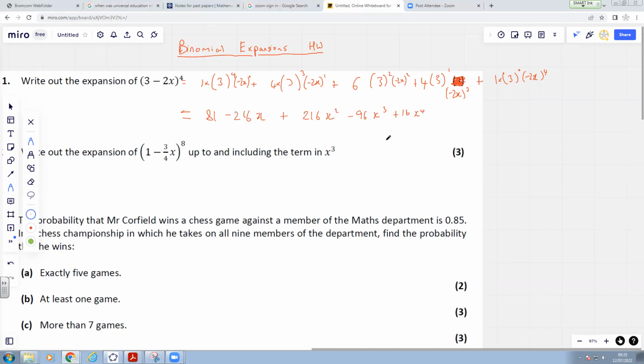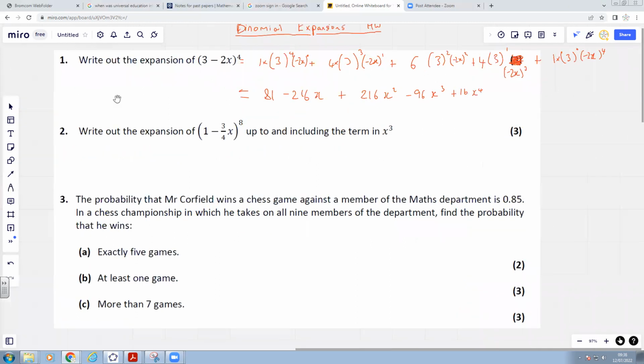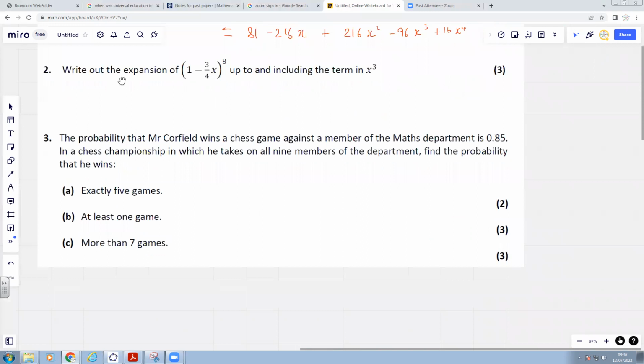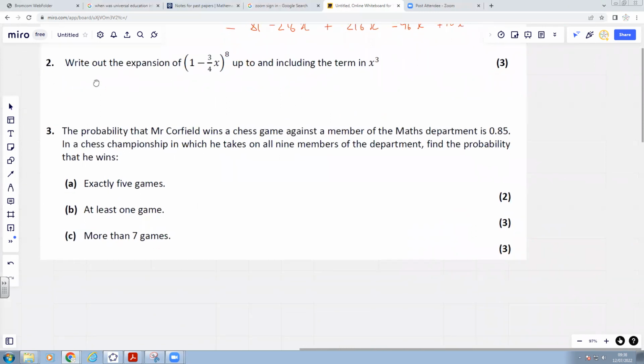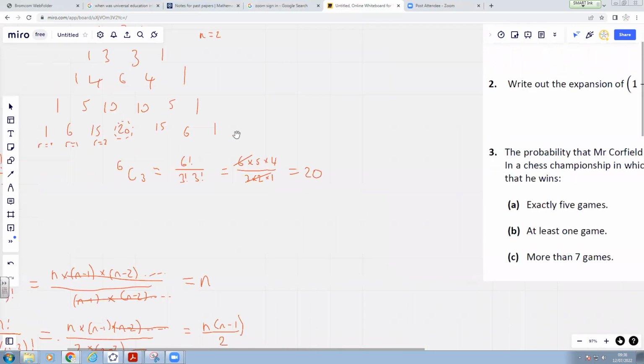And that is it. You probably got this one right, though, so you probably fast-forwarded past this, but fair enough. Okay, next one, similar thing, but a bit more difficult. We're only doing up to x cubed here, yeah? And we want x to the power of 8. We could do that with Pascal's. We could do it with a thingamabob.